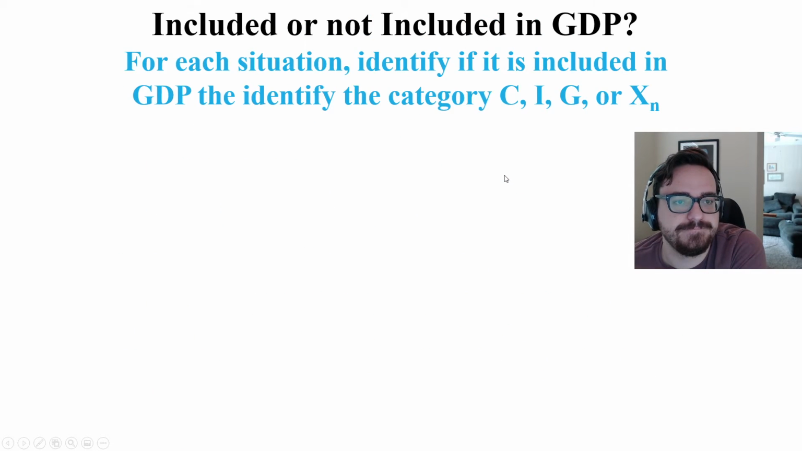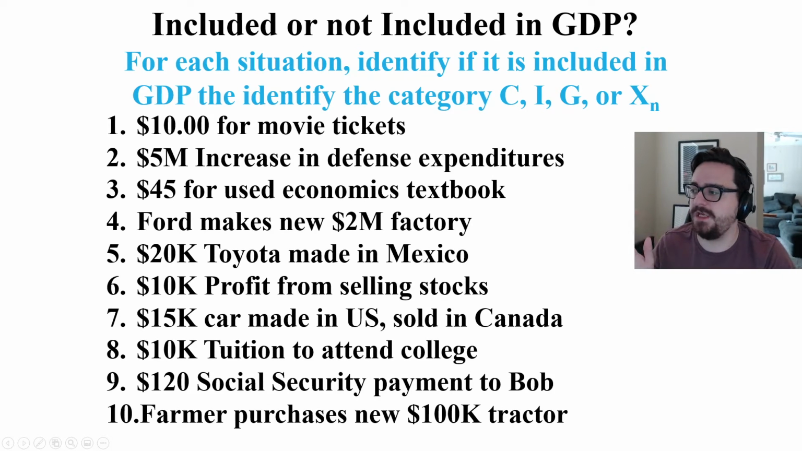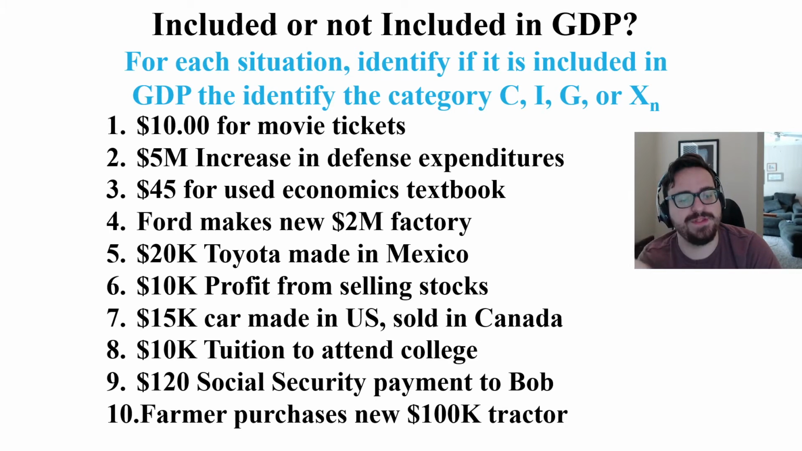All right. So really quickly, pause the video and try and figure out, is each of these, 1, included in GDP or not, and then 2, if it is included, is it C, I, G, or XN? So pause the video, go through these 10 real quick and just see, would that count, yes or no? And then if it does count, is it C, I, G, or XN? It's a quick little check.